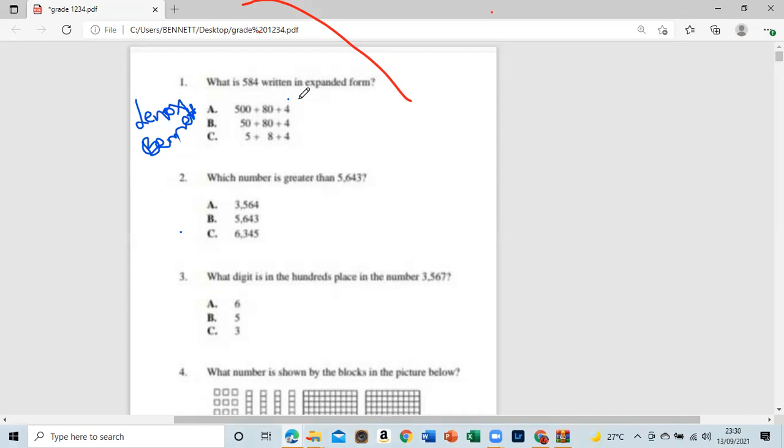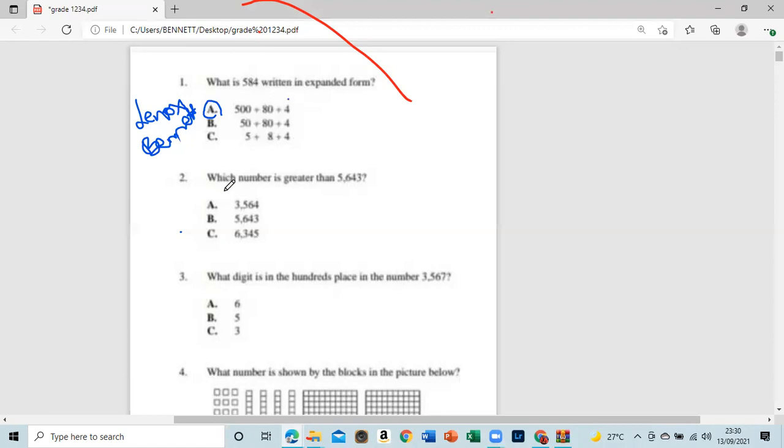Number one says, what is 584 written in expanded form? What they want us to do is expand it, and it must have the same value. As you can see, there are only three options, so it would be A. When you add all three, 500 plus 80 plus 4, you get back 584. It couldn't be the other options, because 50 plus 80 is 130, plus 4 is 134, and the other adds up to 17. The value has to be the same.